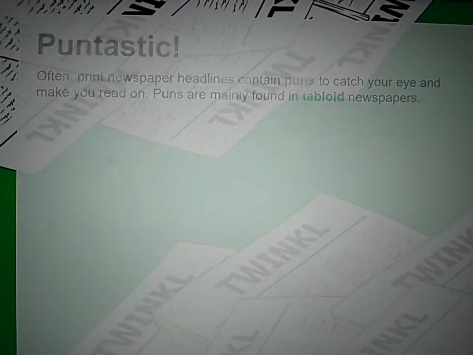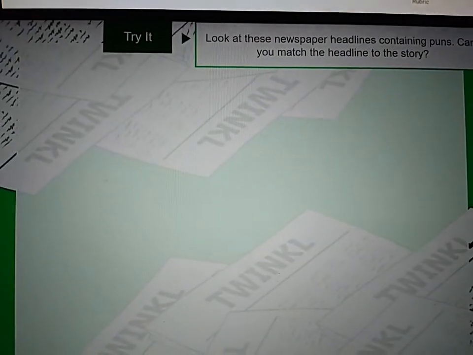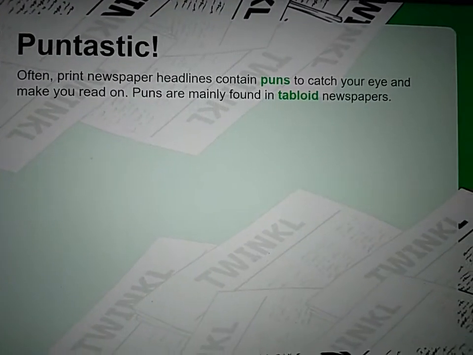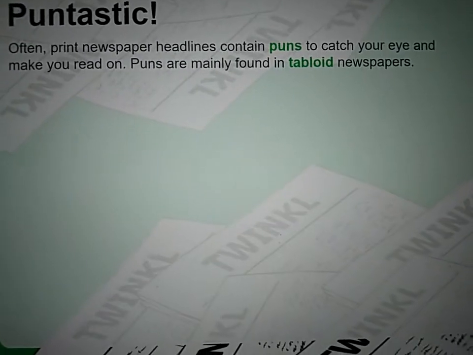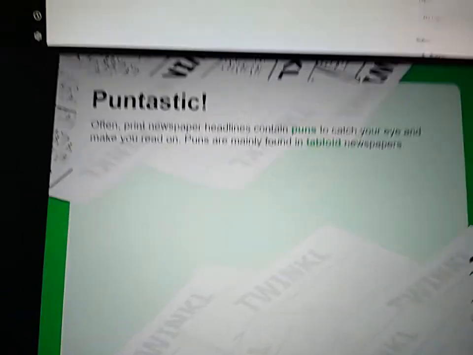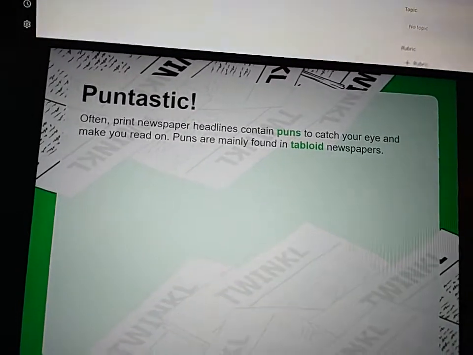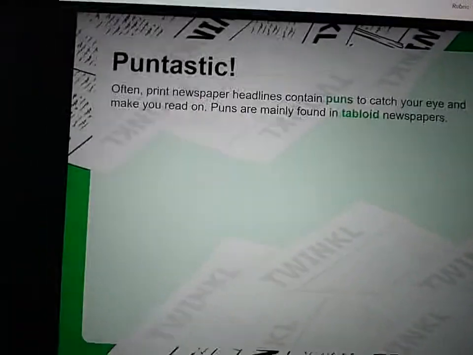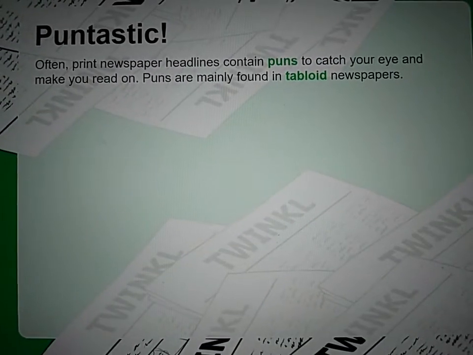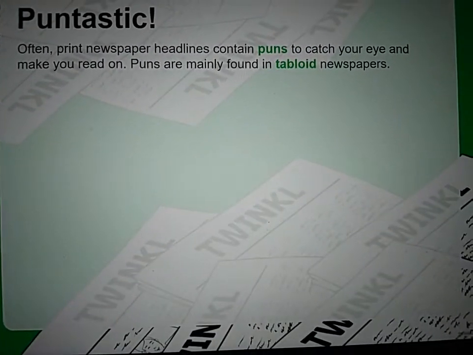Now, I'm going to tell you something about puns. Puns are like a play on words. So think about the words that you could use in your headline. Do they have a double meaning? I'll give you some examples in a moment, but they're normally found in tabloid newspapers.